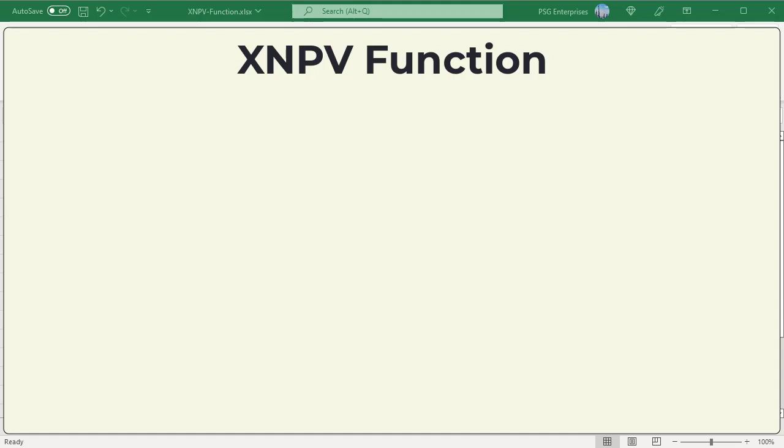The Excel XNPV function is a financial function that calculates the net present value of an investment using a discount rate and a series of cash flows that occur at irregular intervals. The XNPV function is a lot more precise than NPV when dealing with a series of cash flows at irregular intervals, as it allows you to specify dates that correspond to each cash flow.